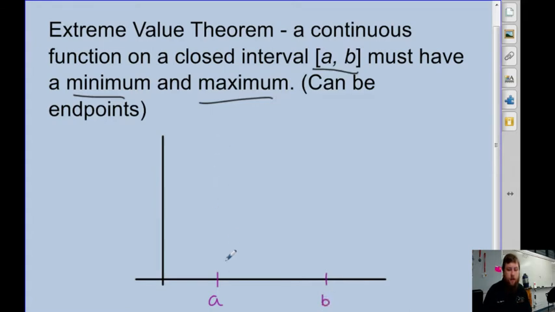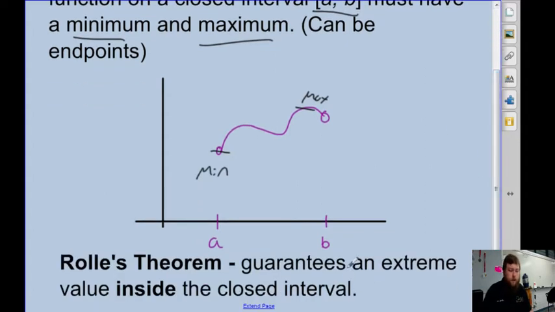So if we have some function on this interval, it starts at some value here for a and some value here for b. There's going to be some point that's a maximum and some point that's a minimum. In this case, that's my max, and down here would be my minimum. Now, Rolle's theorem is similar to this, and it guarantees an extreme value inside the closed interval. So there's going to be one inside, it just doesn't have to be on the endpoints.